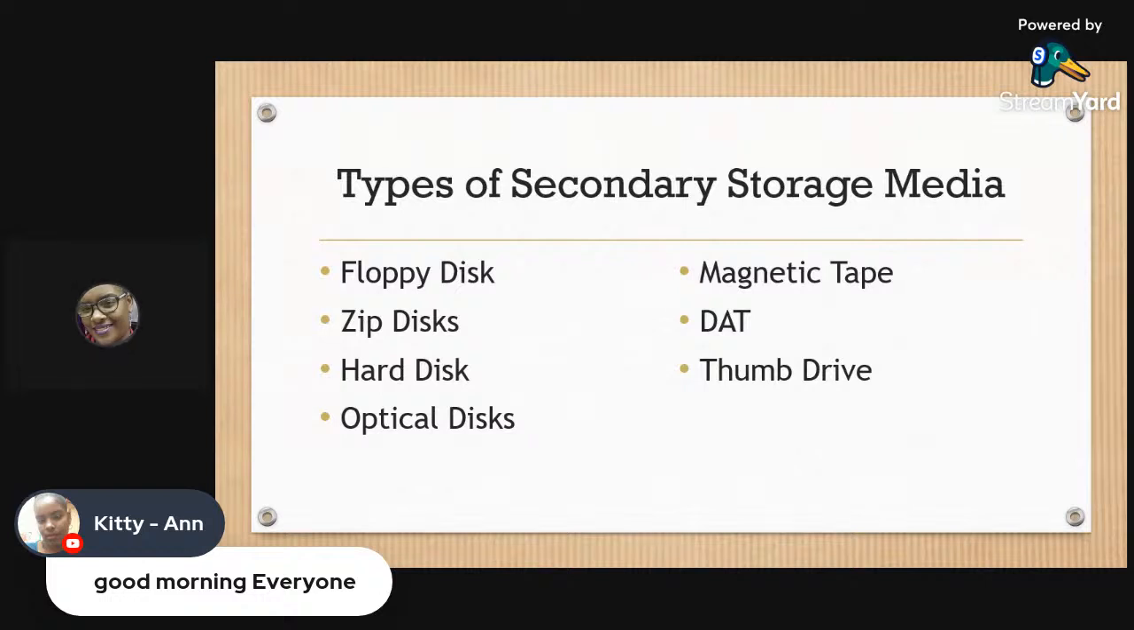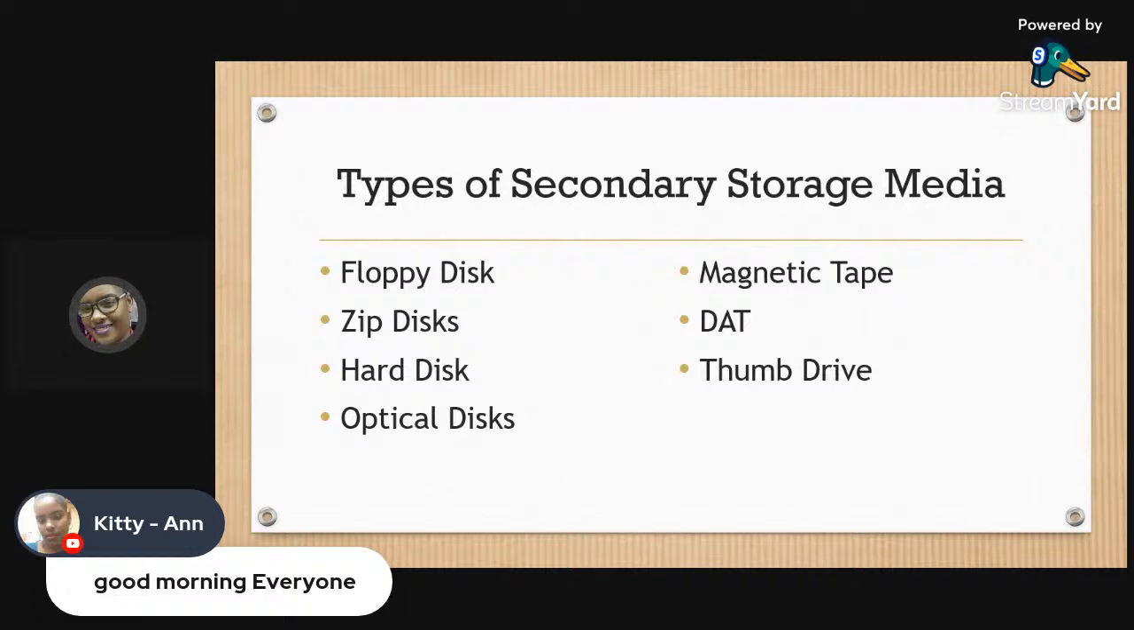For your magnetic tapes, you have what we call frames. And one frame would represent one character. And a particular tape could hold anywhere from up to 9 tracks, depending on the type of magnetic tape.